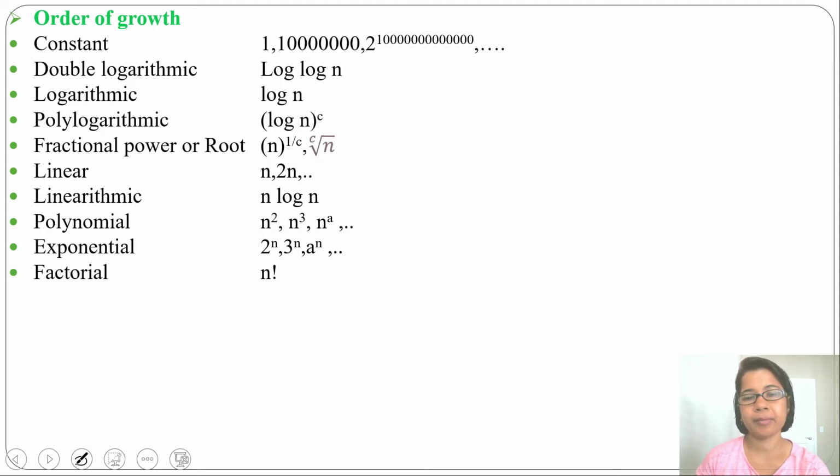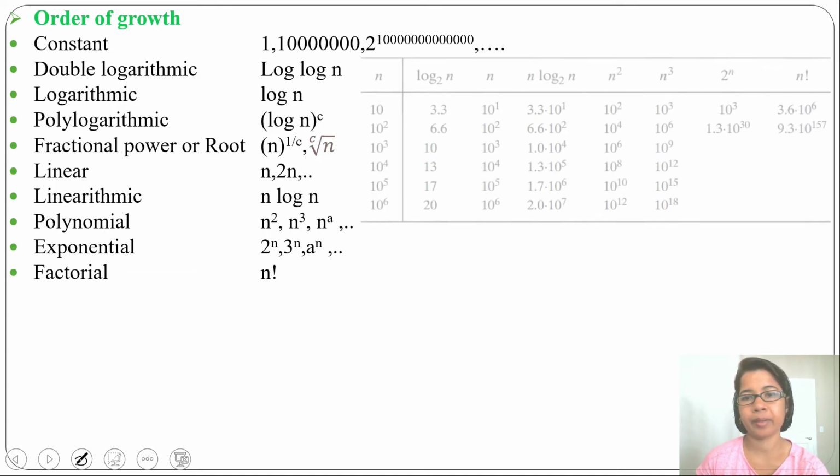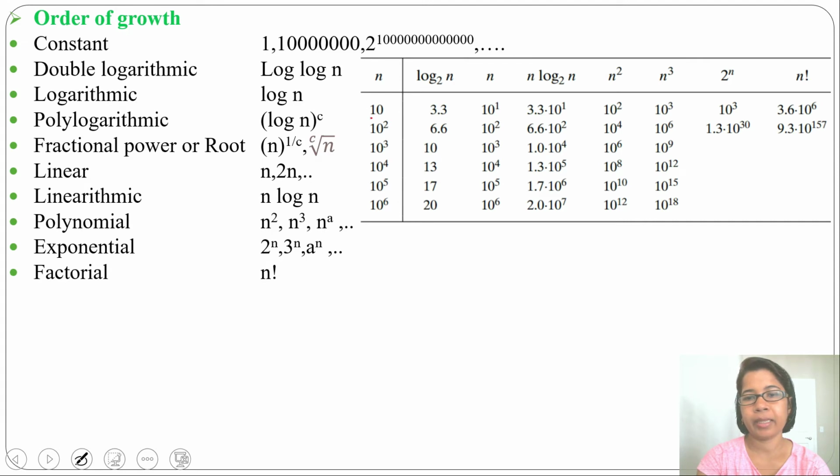Let's see some examples. I will check order of growth by putting some value in place of n. If n equals 10, then log n will be 3.3, n will be 10, then n log n will be 3.3 multiplied by 10, n square will be 10 square, n cube will be 10 power 3, 2 power n is 2 power 10, which is 1024, approximately 10 power 3, then n factorial will be 3.6 multiplied by 10 power 6.